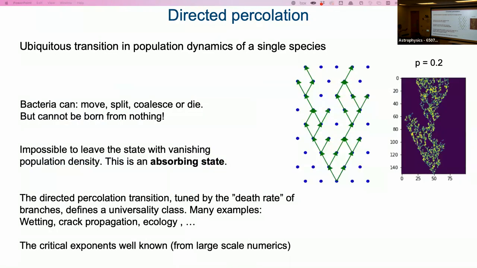Here is the directed percolation transition. It's ubiquitous in many population dynamics models. For example, if you have bacteria that evolve and can either split, move left or right, spontaneously die, or coalesce. If two bacteria go to the same point, then usually they fight and only one remains. So these are the processes in usual bacterial colonies.